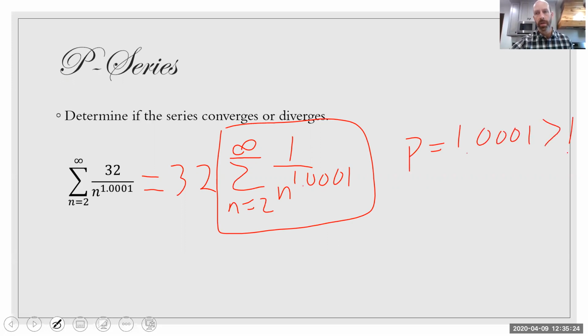1.0001, which is greater than 1. Therefore, this guy is going to converge as well. As long as that P value is greater than 1, this series is going to converge. And that 32 doesn't matter either. It could be basically any number. A finite number times a convergent series is still going to be a finite number.